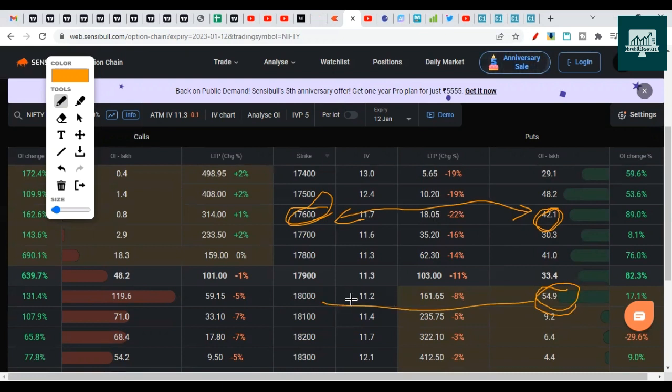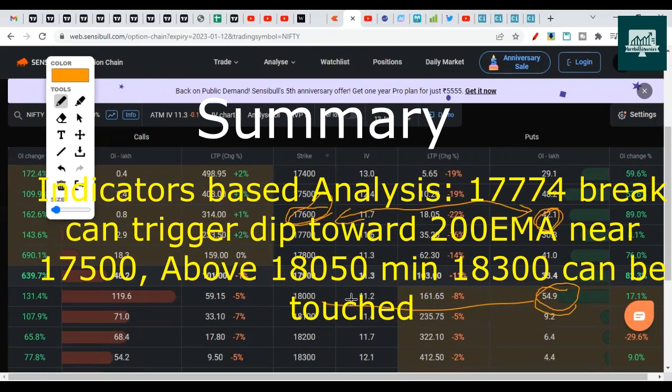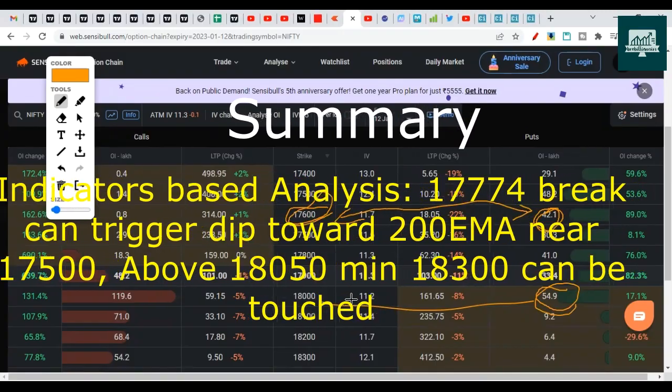Hope you understand it clearly. I will add the summary here. You can pause the video and watch it carefully. The summaries are very important.